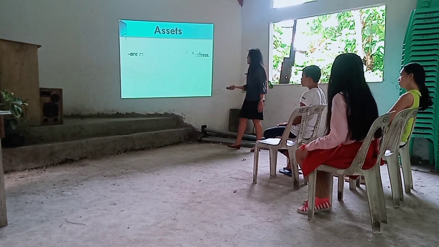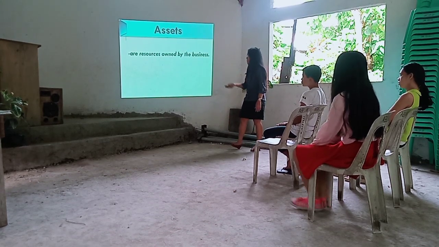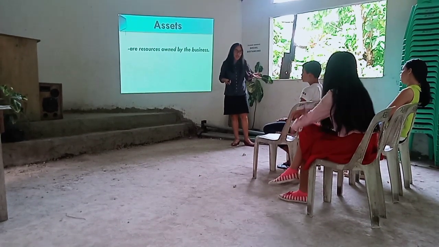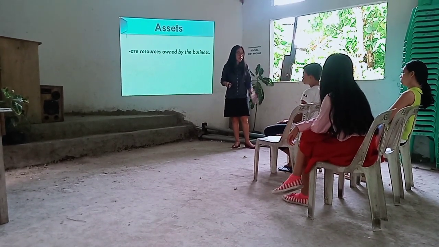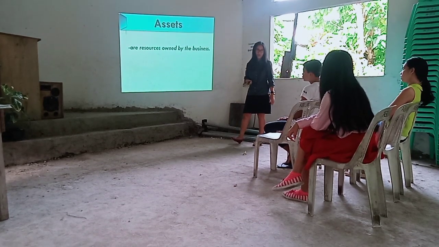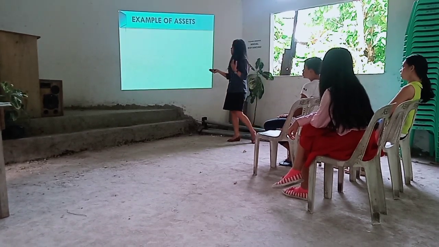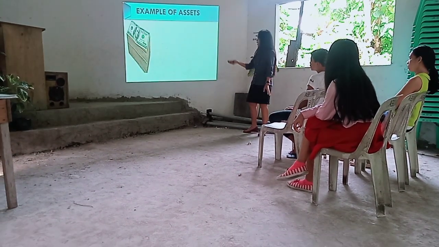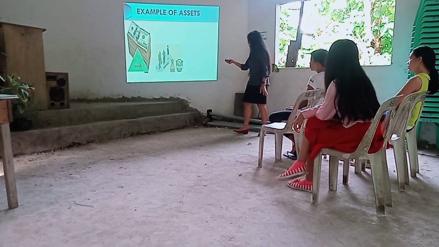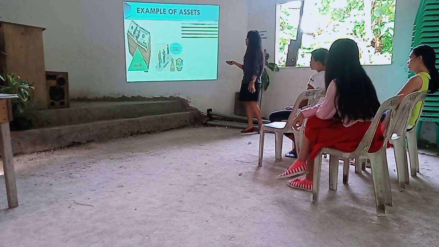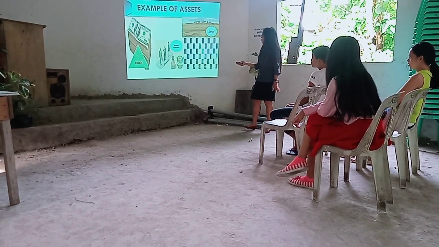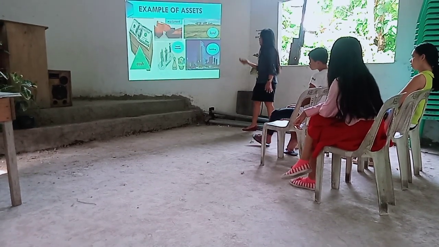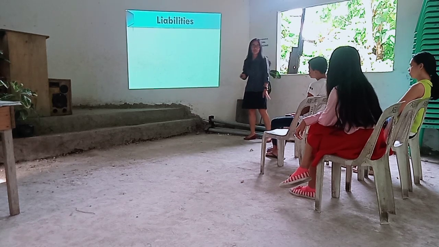So what is an asset? Okay, an asset is a resource owned by the business. We own that. That is an asset, like table, chair, cars, like that. So, give me an example. Cash. Okay, cash. What else? Accounts receivable. Okay, what else? Equipment. Okay.